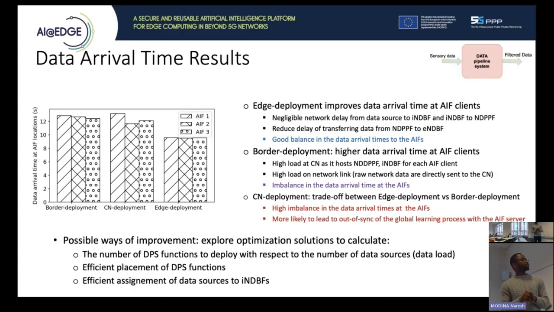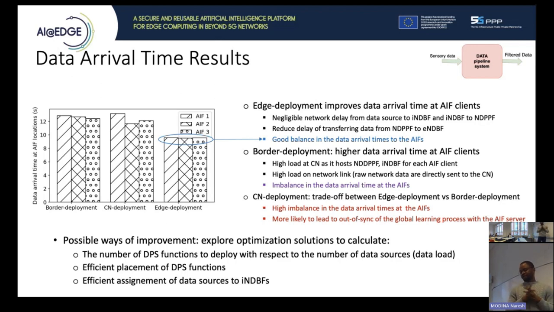The second metric that we consider is the actual performance indicator of the data pipeline system, which is the data arrival time. As you can see here, the edge deployment improved the data arrival time at the IEF clients. We have a negligible delay from the data source to the ingress network data broker, and from the ingress network data broker to the network data preprocessing function. These two components are deployed in the same node, so we don't have such a delay related to the network.